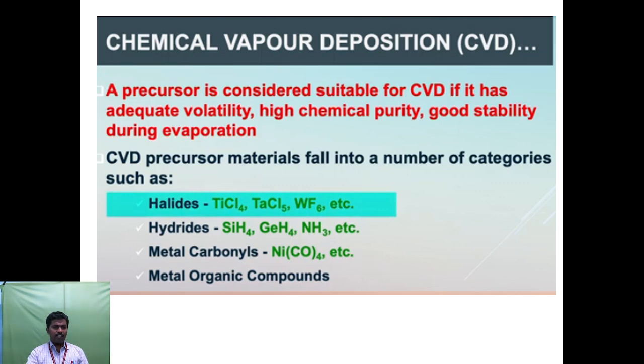Here are some categories of chemical vapor precursors: halides, hydrides, metal carbonyls, and metal organic compounds. Halides like titanium tetrachloride, tungsten hexafluoride, tantalum pentachloride. Hydrides like silicon tetrahydride, germanium tetrahydride, ammonia. Metal carbonyls like nickel tetracarbonyl.